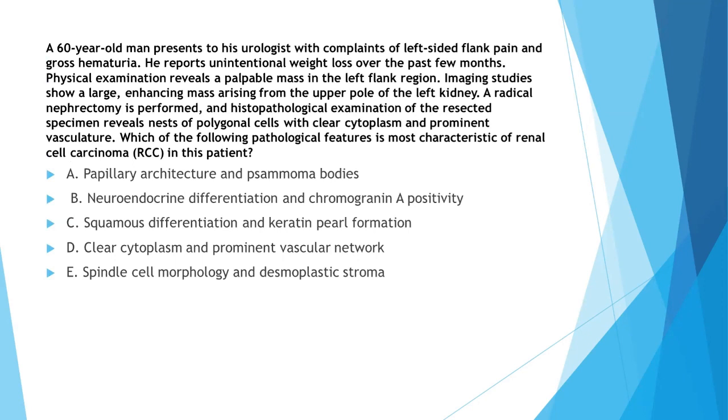A radical nephrectomy is performed, and histopathological examination of the resected specimen reveals nests of polygonal cells with clear cytoplasm and prominent vasculature. Which of the following pathological features is most characteristic of renal cell carcinoma in this patient? Papillary architecture and psammoma bodies; neuroendocrine differentiation and chromogranin A positivity; squamous differentiation and keratin pearl formation; clear cytoplasm and prominent vascular network; spindle cell morphology and desmoplastic stroma.